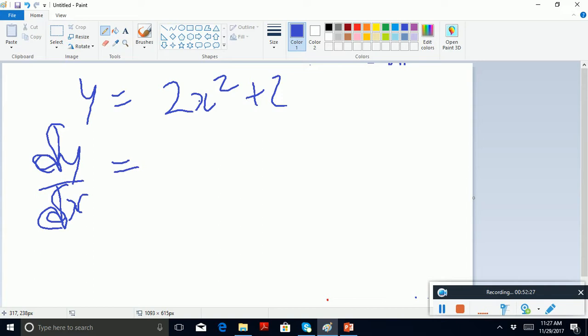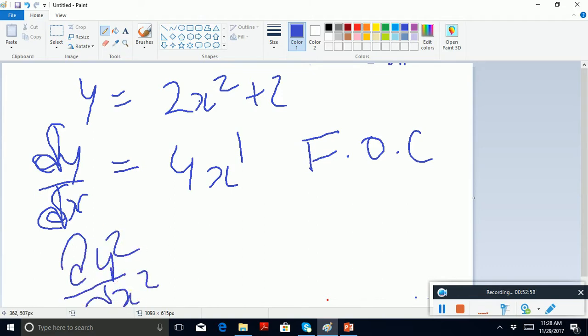2 would come forward, so it's 4x, and 2 minus 1 is 1, and this 2 is just a constant. When you differentiate a constant, it's 0, right? So it's just 4x. If I do a second order differentiation, this is first order. If you do a second order, del squared y over del x squared, what would it be? 1 would come forward, 1 times 4 is 4, x to the power 1 minus 1 is 0, so x to the power 0 is 1, so it's 4. It's a positive value. That means if the second order is positive, it will find a minimum point.